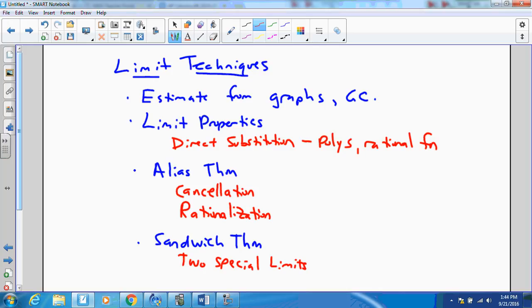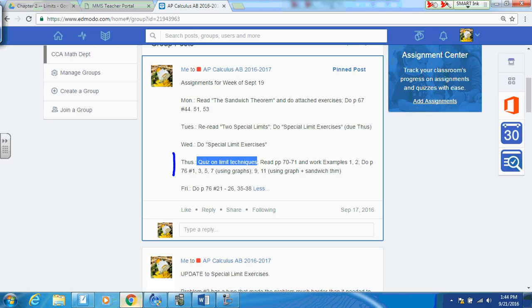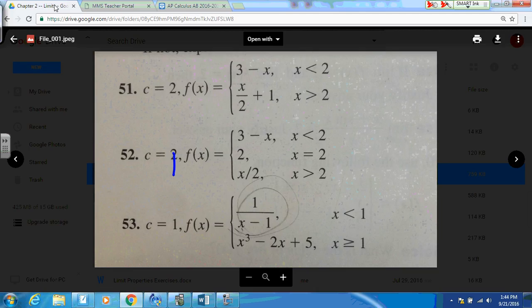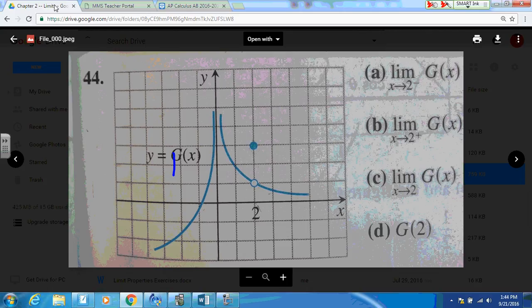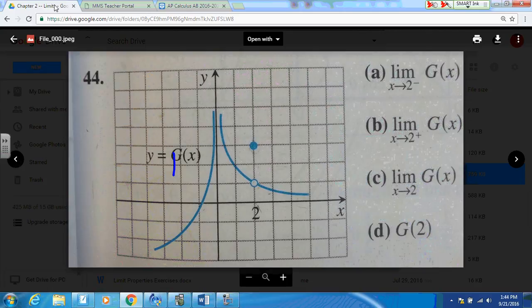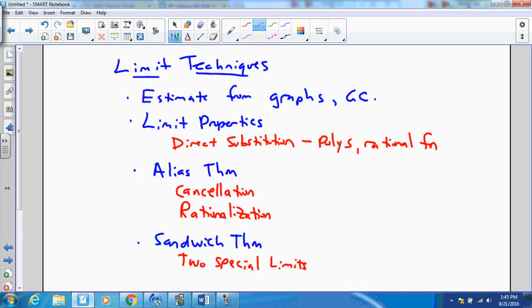And yet it's not so bad, right? Because you guys have been doing all of this and you've been doing it fairly well. Yes? What is estimate from graphs? Estimate from graphs. So when we did this limit right here, we were estimating from a graph. Okay? No? Not okay? Yes, okay. Okay. Good.